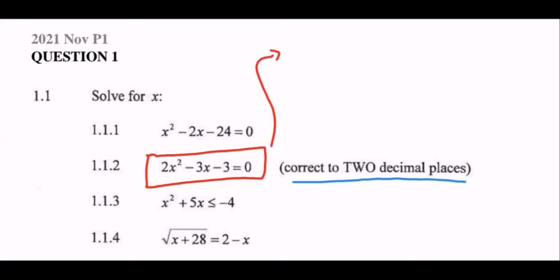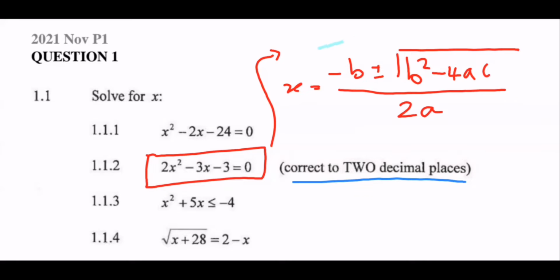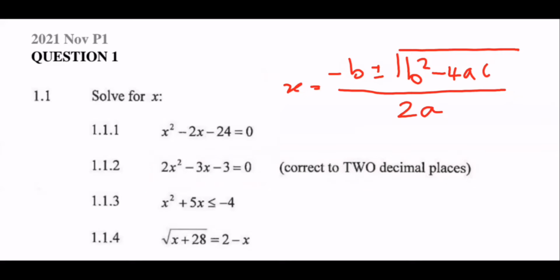Okay, so what's the quadratic formula? Negative b plus minus the square root of b squared minus 4ac, divided by 2a. Now the important thing is not you knowing the formula, but substituting correctly into this formula. And I need you to also write down your substitution.